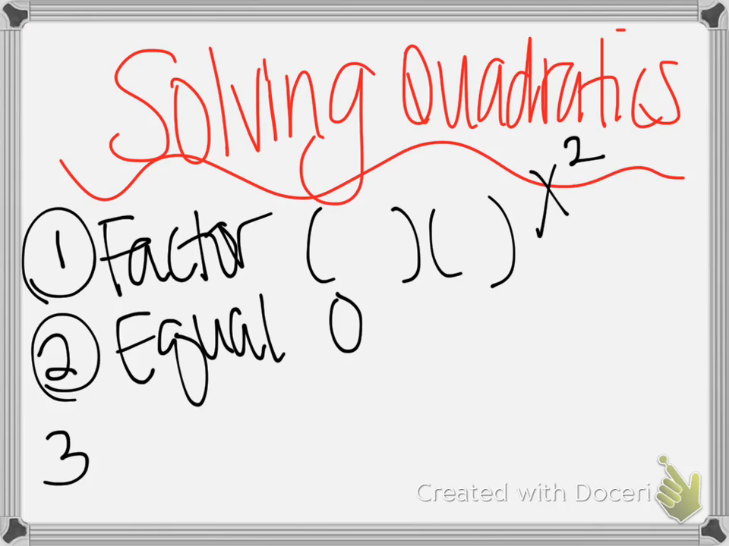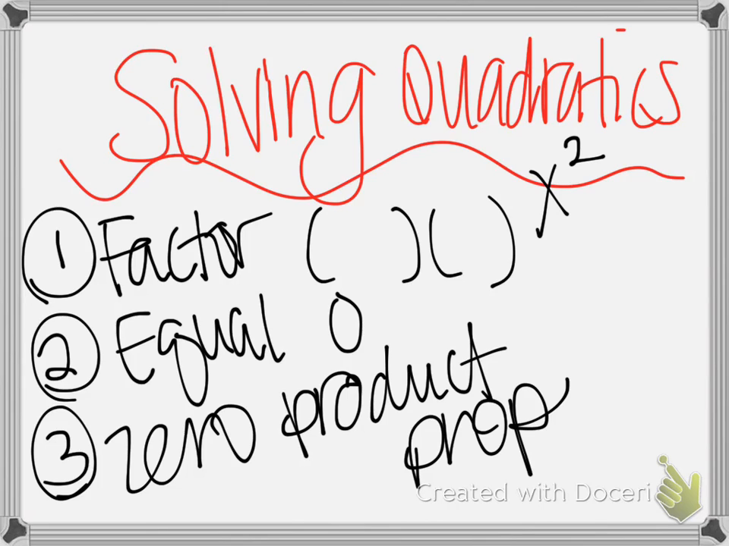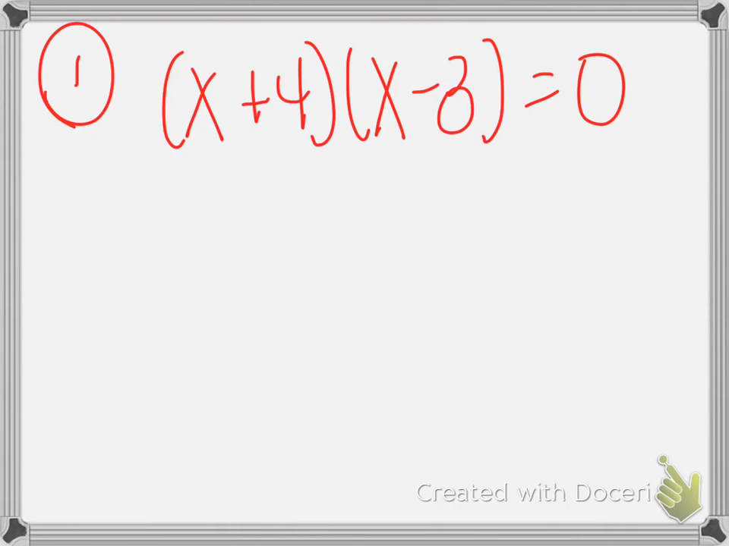And then after that, you can use the zero product property. Now remember, and actually I lied, these two should be in the other order. First you want to make sure it equals 0, then you want to factor. So let's go ahead and take a look at this first one.